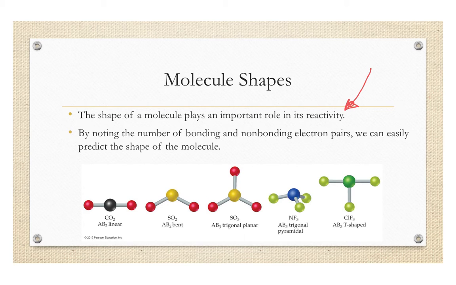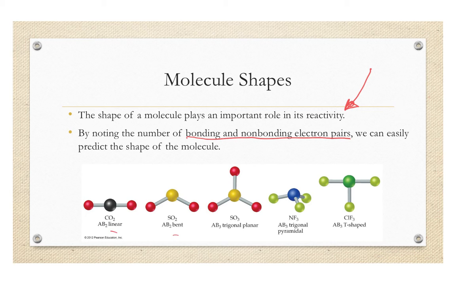All right, so the shape of a molecule plays an important role in its reactivity. How molecules bump into each other, how frequently they can bump into each other in the right arrangements to make reactions happen, makes a molecule more reactive or less reactive. What determines the shape of a molecule is always going to be the bonding and non-bonding electron pairs that we have. And so if we note those, we can easily predict the shape of a molecule.